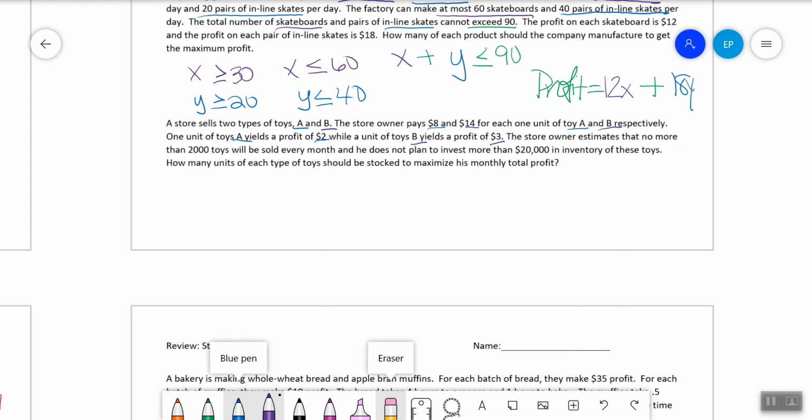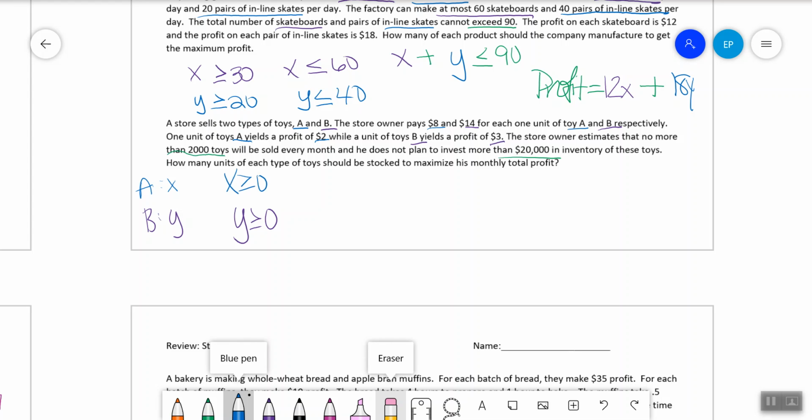The store owner estimates that no more than 2,000 toys would be made or sold every month, and he does not plan to invest more than 20,000. So first and foremost, I'm going to let A be X. I'm going to let B be Y. So out of these equations, I got Y is greater than or equal to 0. And X is greater than or equal to 0. Because it doesn't give me any other constraints.